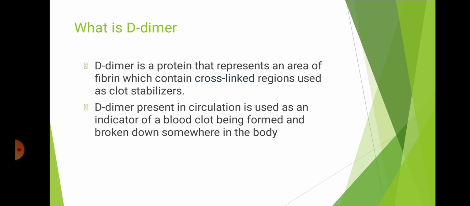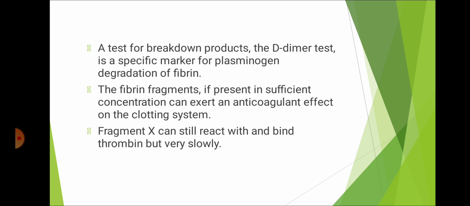Now what is D-dimer? D-dimer is a protein that represents an area of fibrin which contains cross-linked regions used as clot stabilizers. D-dimer present in circulation is used as an indicator of a blood clot being formed and broken down somewhere in the body. A test for breakdown products, the D-dimer test, is a specific marker for plasmin degradation of fibrin. The fibrin fragments, if present in sufficient concentration, can exert an anticoagulant effect on the clotting system.